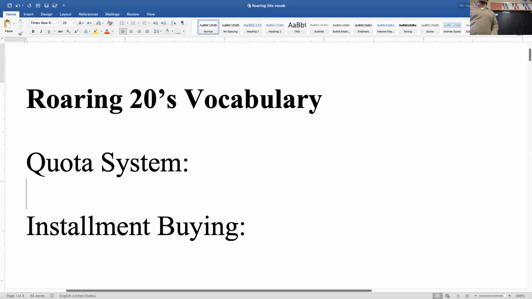Installment buying. So this is big in the 1920s. I want to make sure we got over this here. Eddie, what do you have for installment buying? The buyer gains the commodity, but then pays through periodic payments. Yeah, good job. So this is like paying in credit, right?